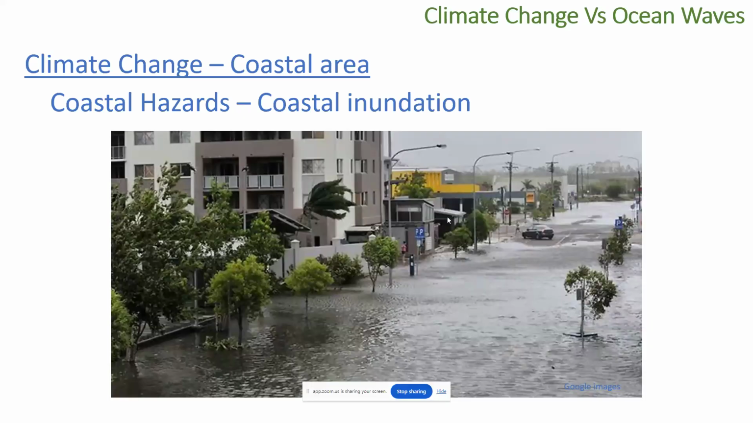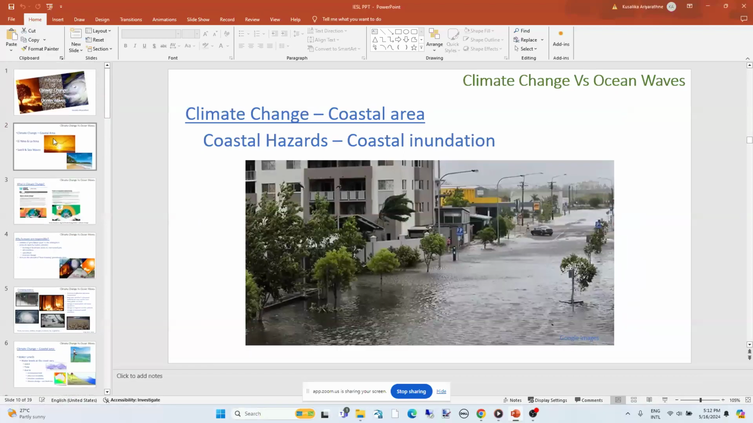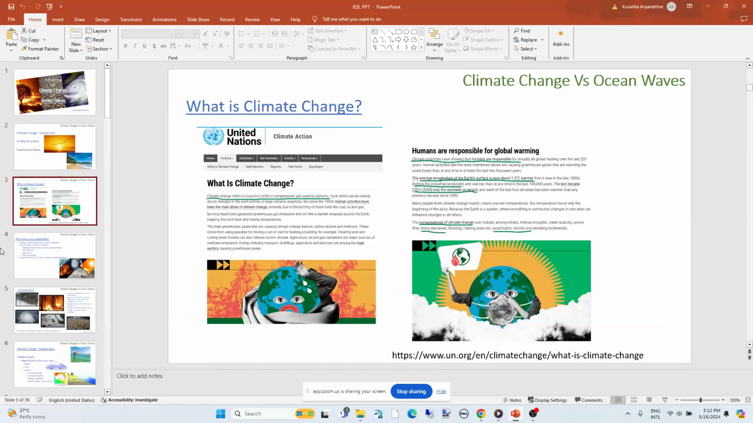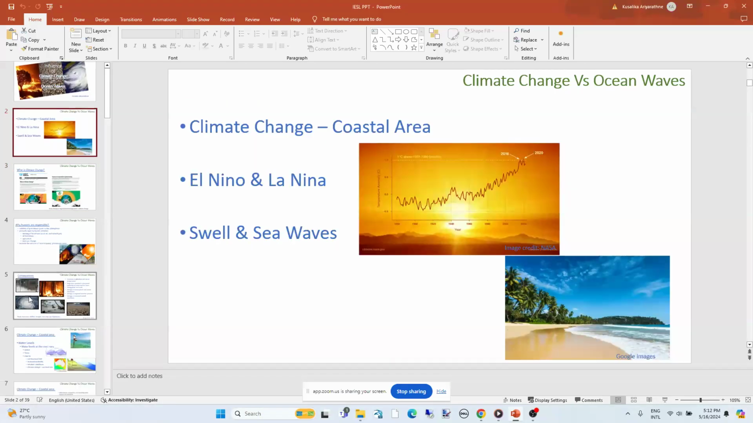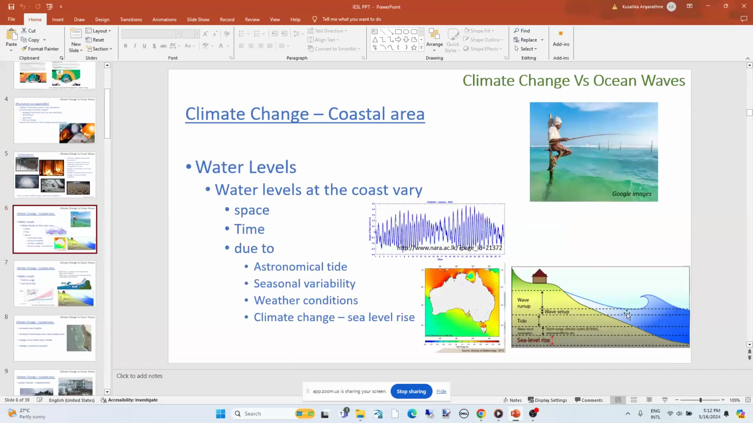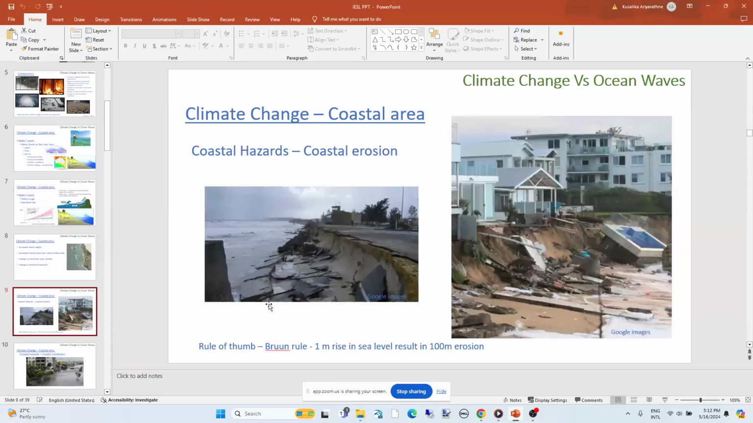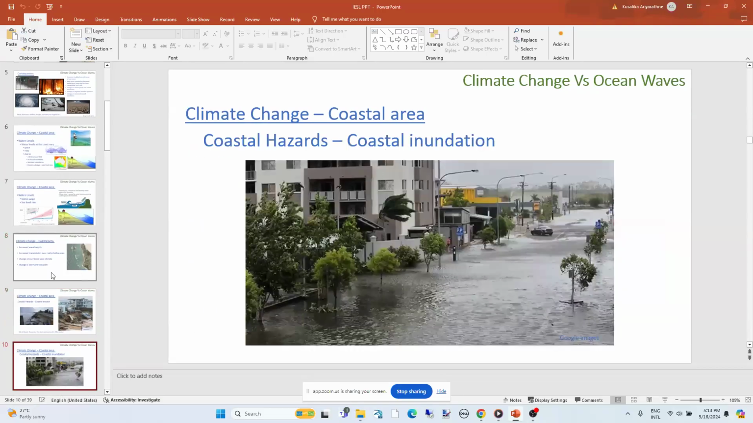So with this, I guess you will get very rough background information about what climate change is, which is basically the increase of the temperature globally, and also how it affects coastal areas, mainly increasing the water level. In addition, the forming of these high waves gives resultant changes in nearshore wave climate and sediment transport, again resulting in coastal hazards like coastal erosion and coastal inundation.